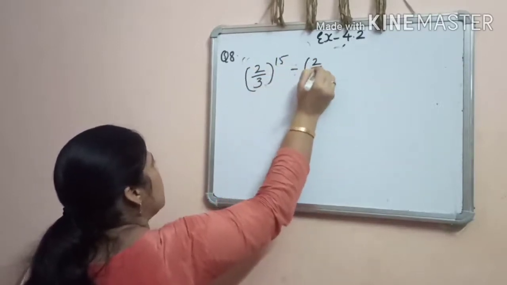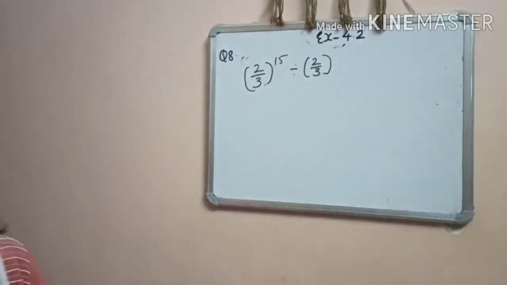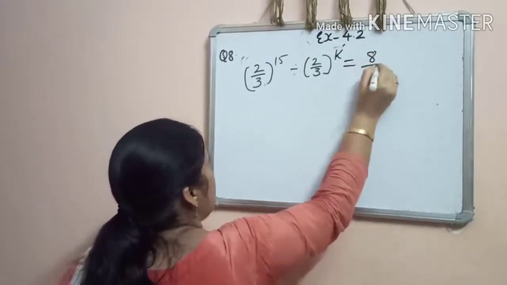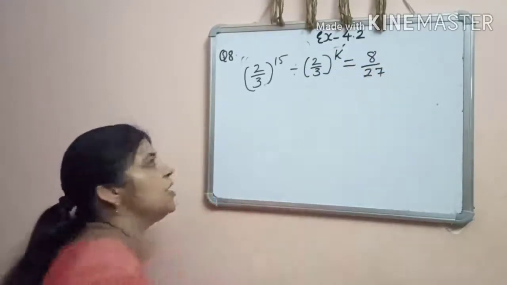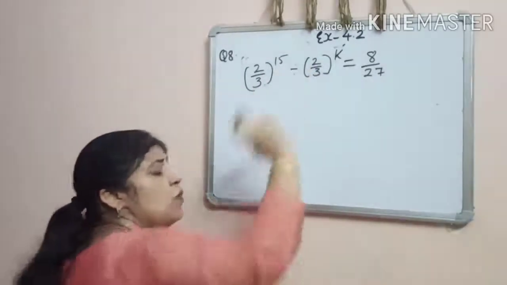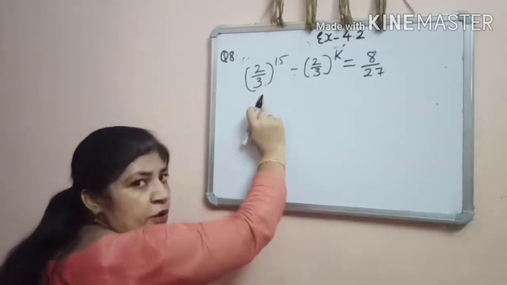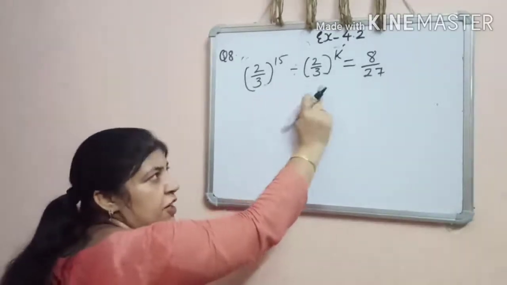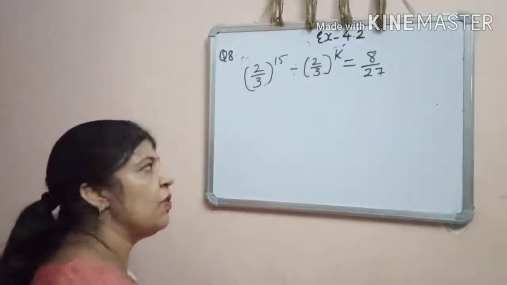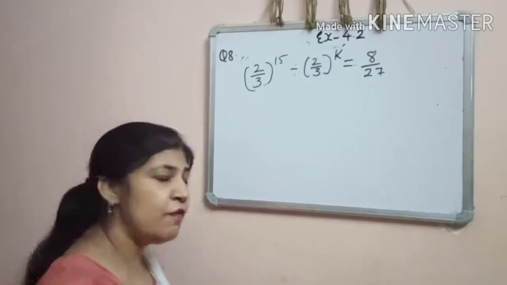divided by 2 by 3 raised to the power k is equal to 8 by 27. Now in this question we have to find the value of k. So this is in an exponential form. This is already in exponential form with power form. But you need to convert right hand side in exponential form.